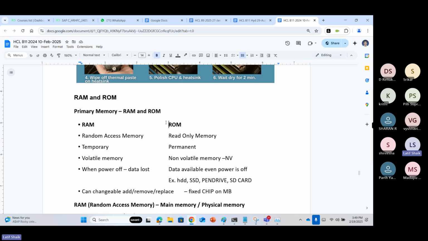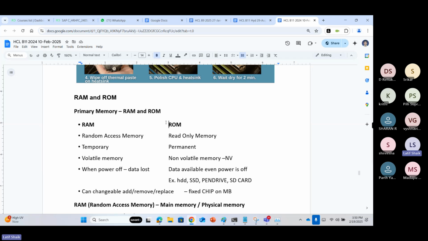What is meant by volatile memory? When you power off your system, data in the RAM will automatically be gone. That is called volatile memory. With non-volatile memory, when you shut down your system, the data still remains in the device. That is called non-volatile memory. ROM is one example. Others are hard disks, SSDs, pen drives, SD cards. These are all non-volatile devices.